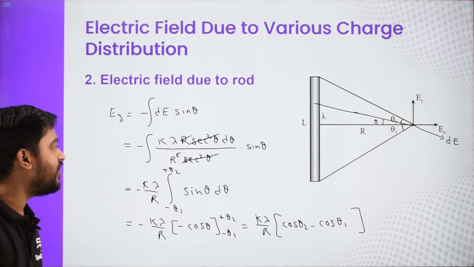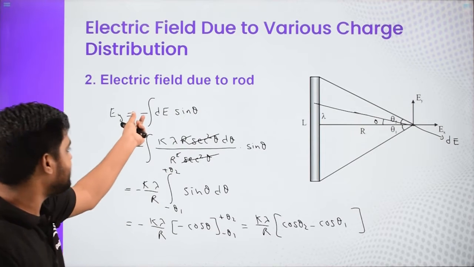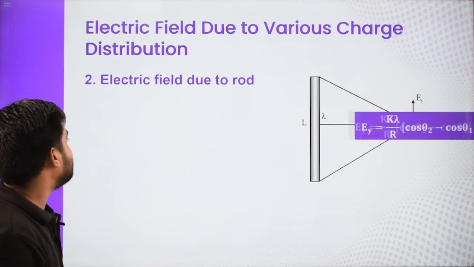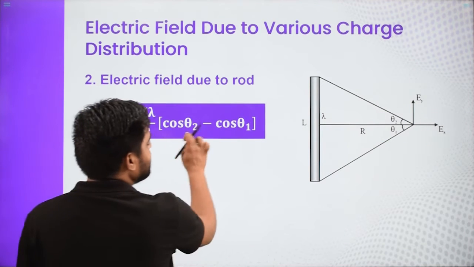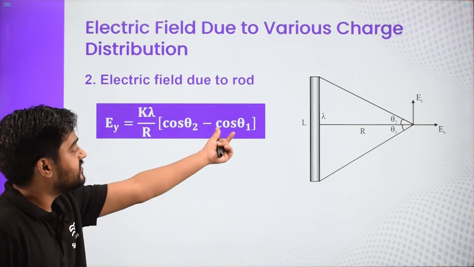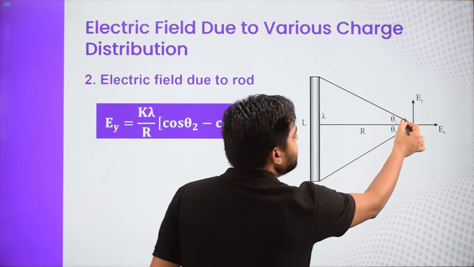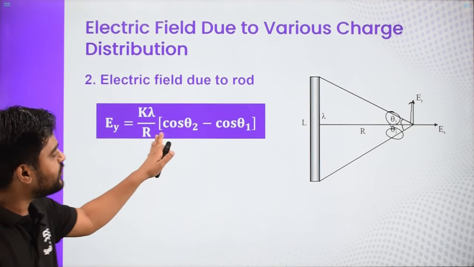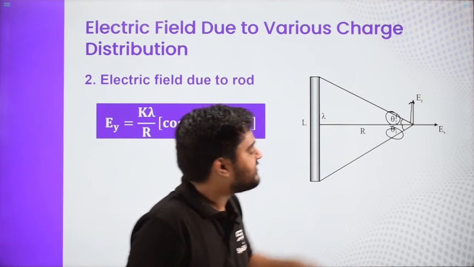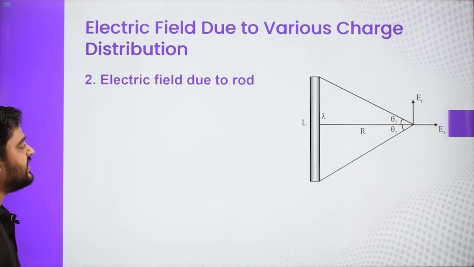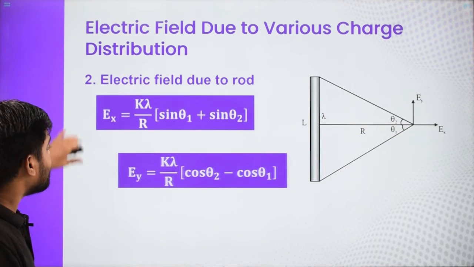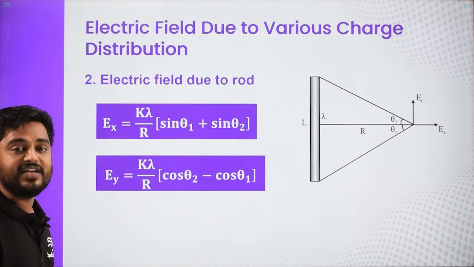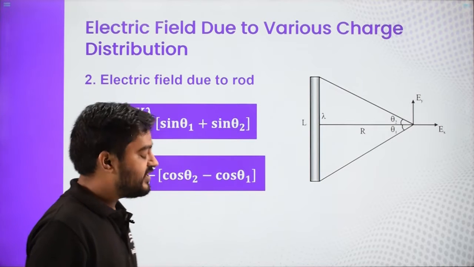So this is the formula for Ey, and we already considered this negative sign. So it is in upward direction only. So final formula is that Ey is k lambda by r (cos theta 2 minus cos theta 1). Remember, this is in this direction. So this angle minus this angle is what you need to do. So always do the angle which is towards Ey minus the other angle. So if we look at both formulas, this was my Ex, k lambda by r (sin theta 1 plus sin theta 2), and this was my Ey, k lambda by r (cos theta 2 minus cos theta 1).